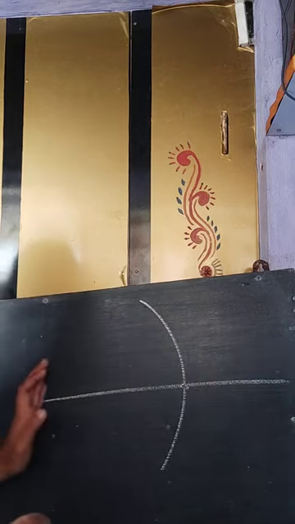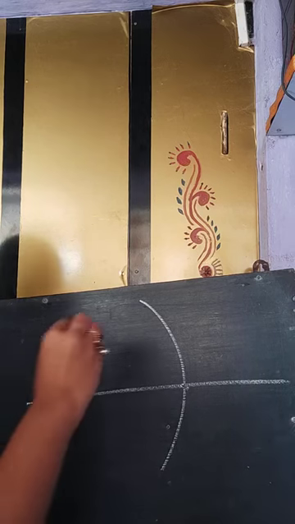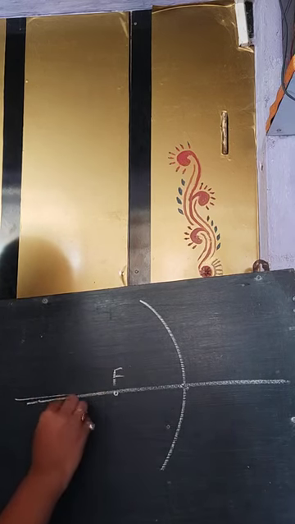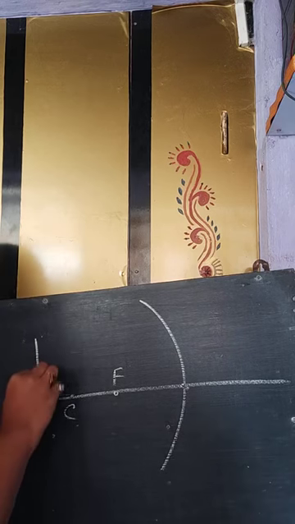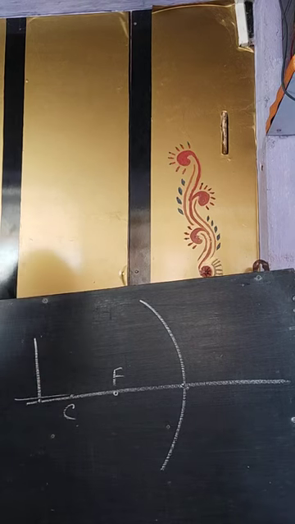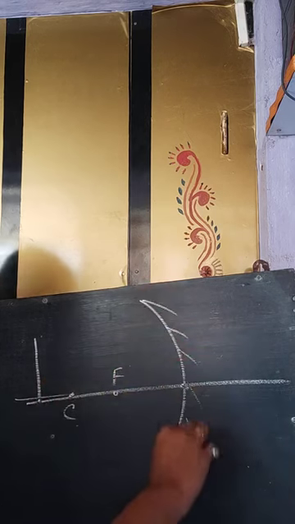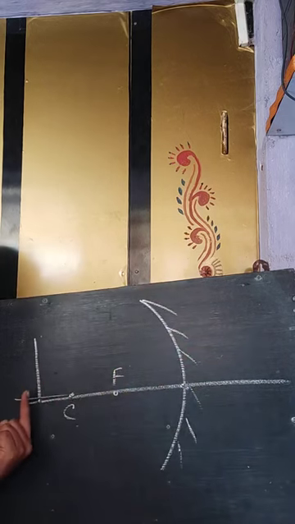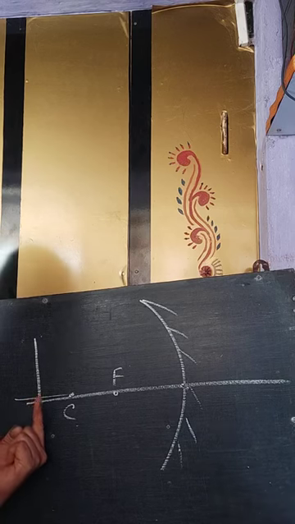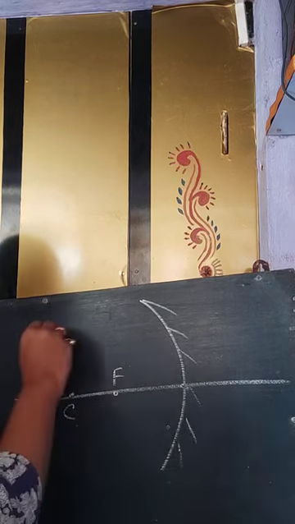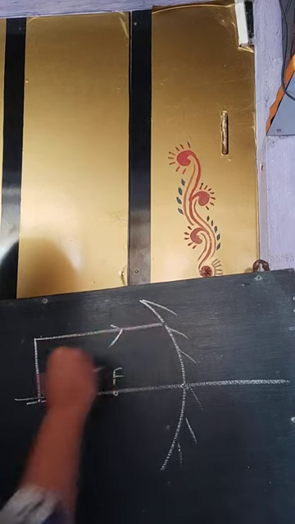Suppose the object is placed away from the center of curvature. Suppose this is my F, this is my C. The object is placed here. So, if the object is placed behind the center of curvature, please be careful about this. Later on I will continue.